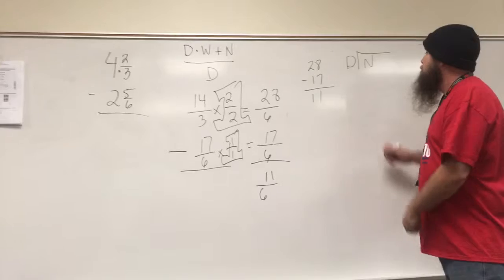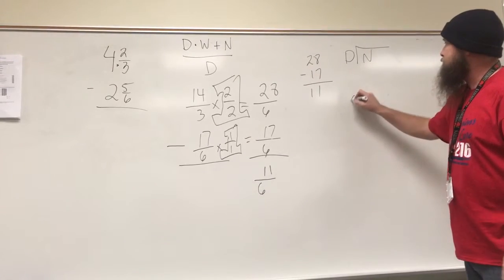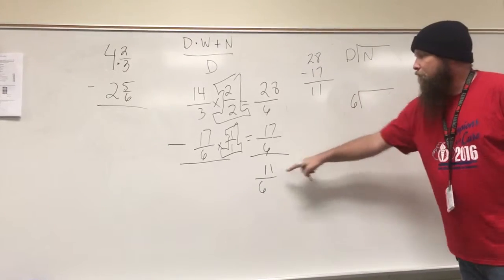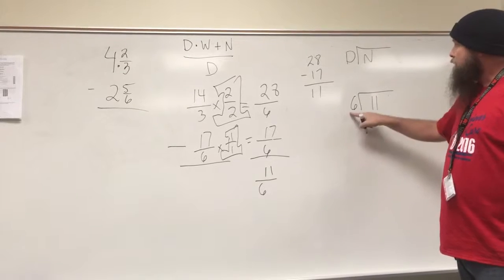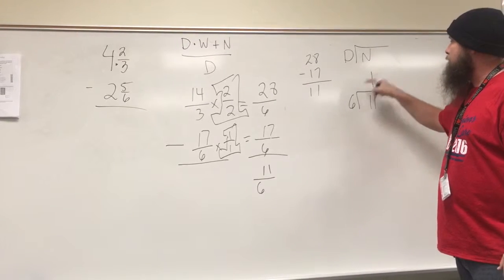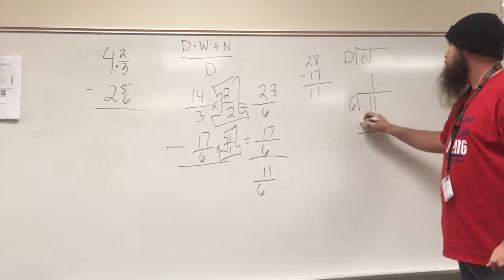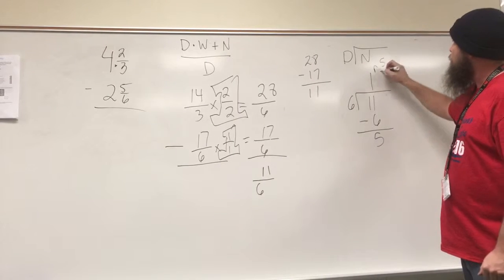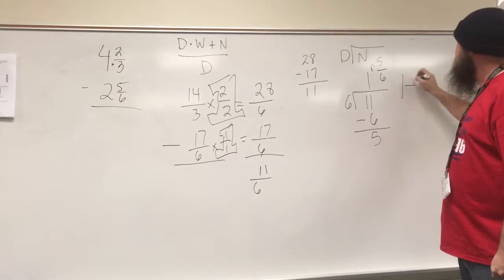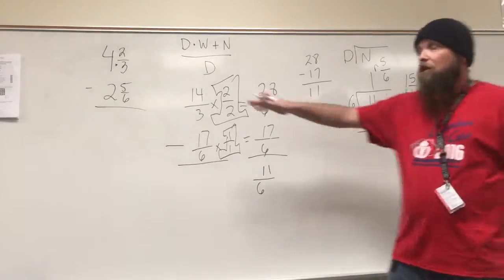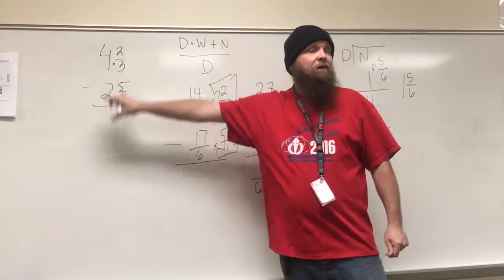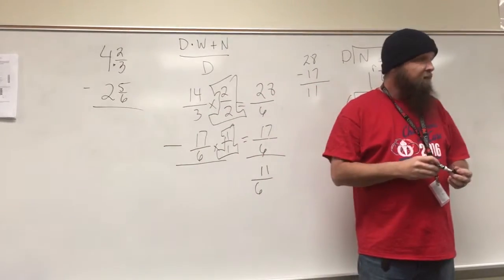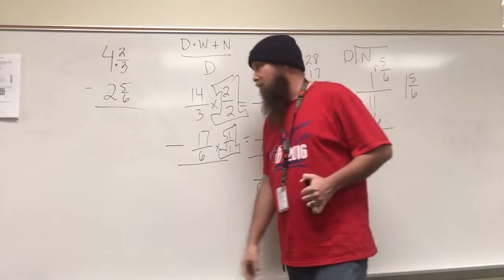Boom. Okay, so my denominator is 6. My numerator is 11. 6 goes into 11 one time. 1 times 6 is 6. Subtract, I'm going to get 5. So I have one remainder 5, or 1 5/6. Which is close to what my estimate was.